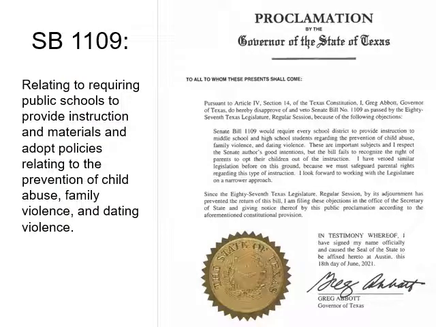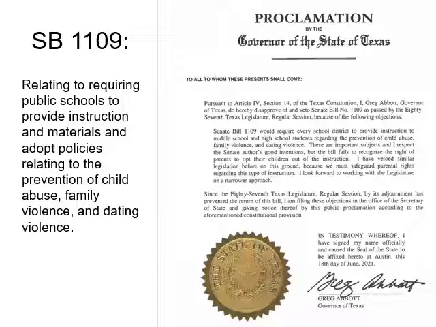This is an example of one of Governor Abbott's vetoes from 2021. It's Senate Bill 1109, relating to requiring public schools to provide instruction and materials and adopt policies relating to the prevention of child abuse, family violence, and dating violence. On the right, you see the governor's proclamation where he explains why he used the veto.